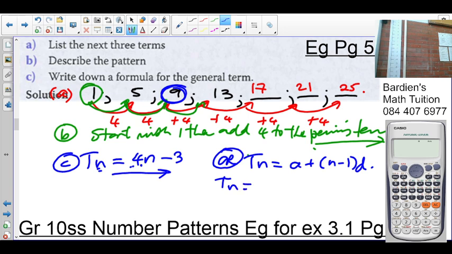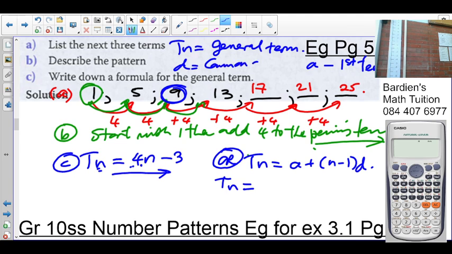So we said Tn is equal to, people, A is your first term of the sequence, write this down. Tn is your general term. D is your common difference. A is your first term, and n is your term number or your position number in the sequence.